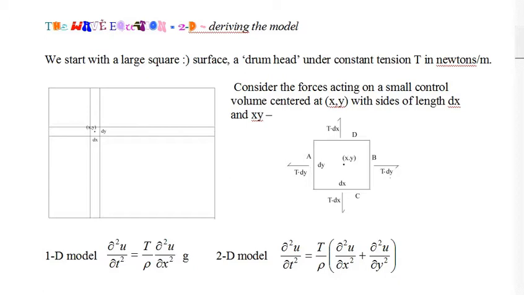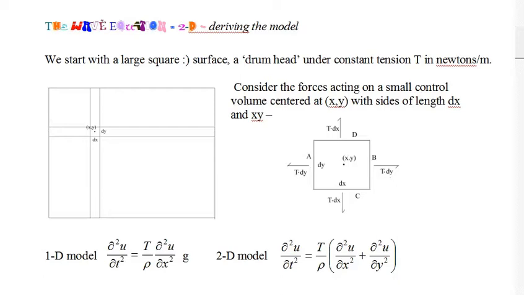The surface is under constant tension T in units of newtons per meter, so that if you consider a small control volume as shown in the diagram, the forces acting on each side are calculated as T times the length of the side and are perpendicular to the side as shown in the smaller diagram. Looking at the larger diagram, it's as if the control volume is acted on by two thin strips, each behaving like a string under tension, with the tension being T times dx or dy. And we can expect the model for the 2D case to be similar to the 1D model.